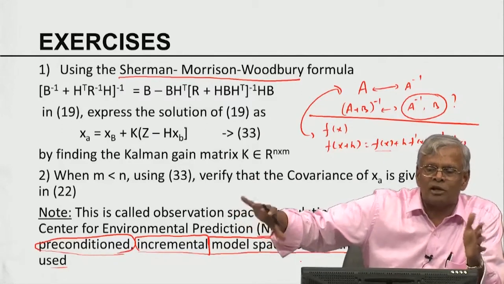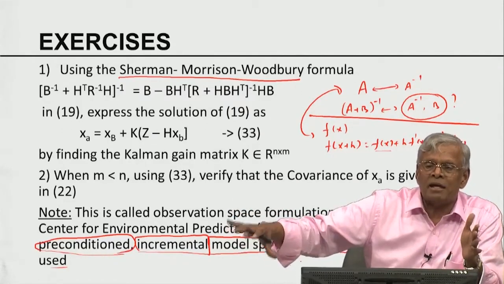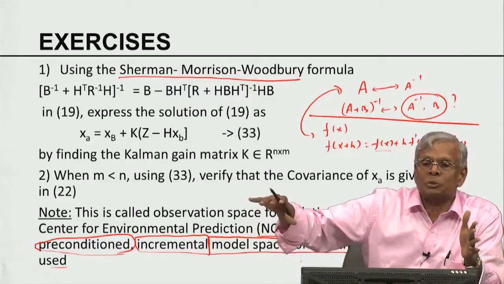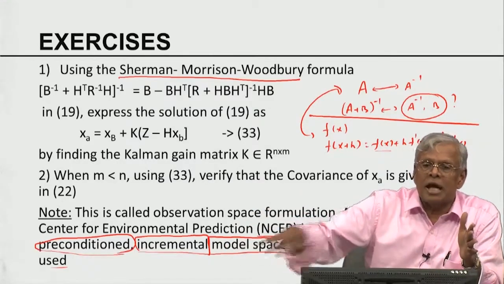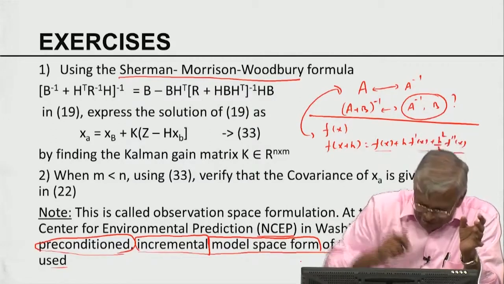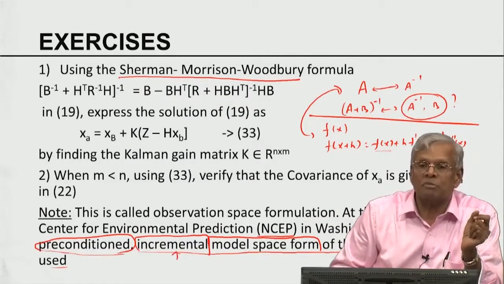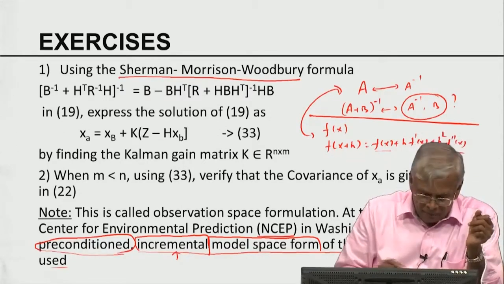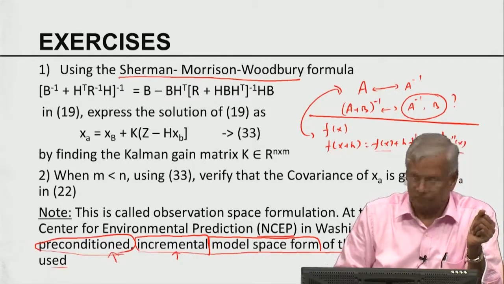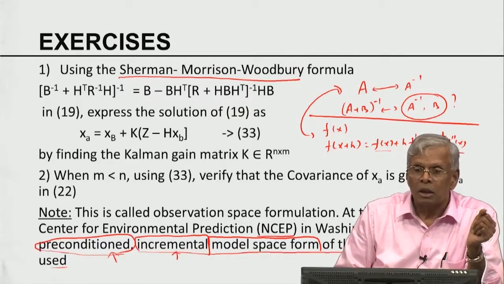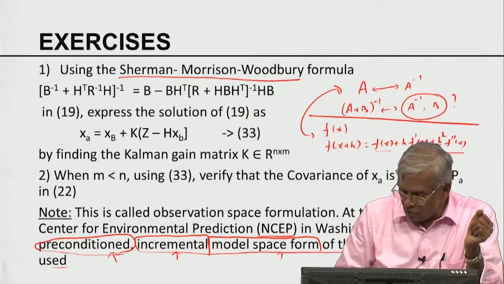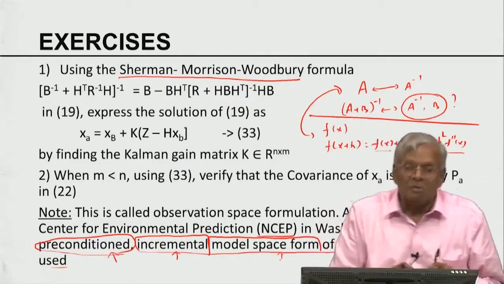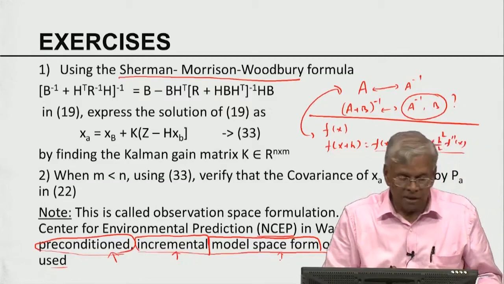I want to go from prior to posterior. Background is prior, posterior is analysis. I would like to be able to express the analysis, the posterior, as background plus an increment. It is that increment in this incremental formulation that is being computed. That is what we have expressed. Because of the computational problem, they use the preconditioned version. And they also use the model space formulation. So model space formulation of the spectral model, preconditioned increment.